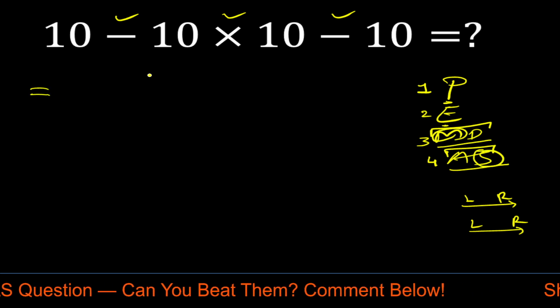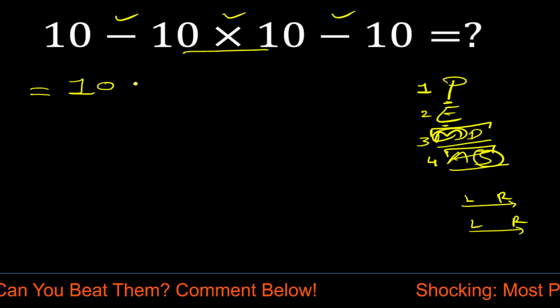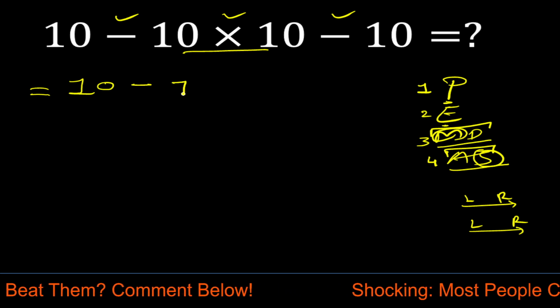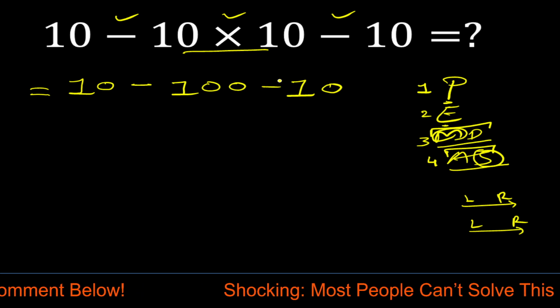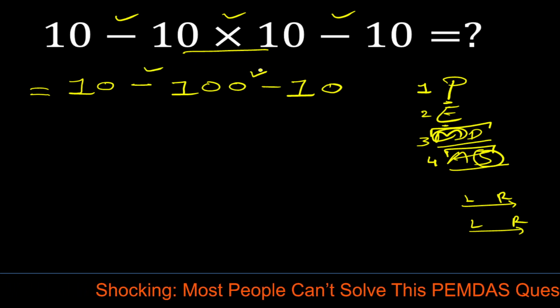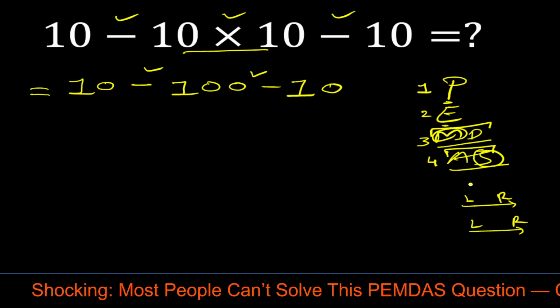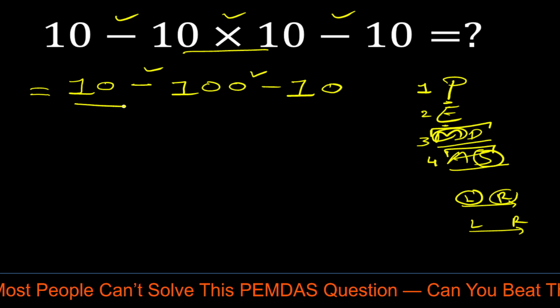So now solve this multiplication first. So 10 minus, now 10 times 10 is equal to 100, minus 10. Now here we have subtraction and here subtraction, and both have equal priority, so we have to solve it from left to right. So first we have to solve this subtraction, right?